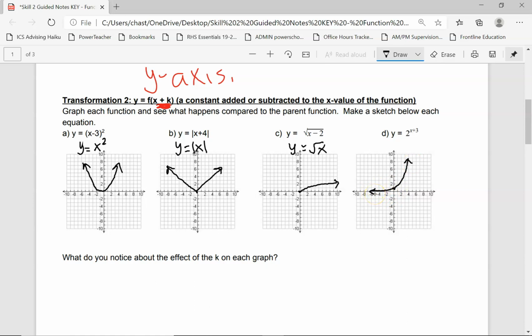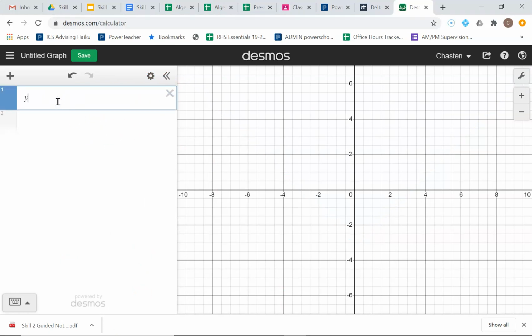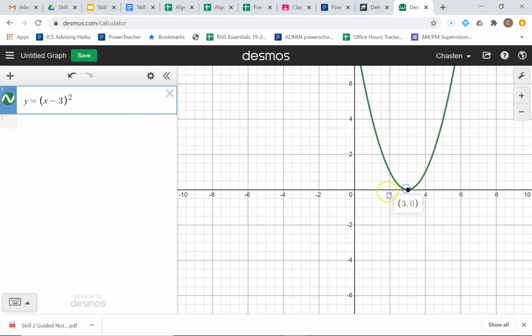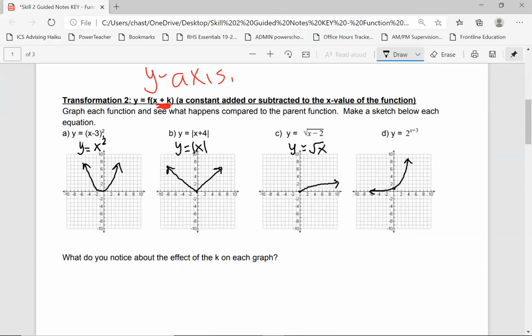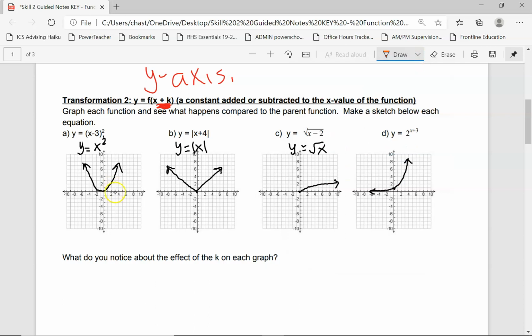So now these parent functions, I'm going to go to Desmos and see what happens when I have a -3 in parentheses here. Okay, so now I'm going to type in y equals x minus 3 squared. And notice that this graph ends up shifting to the right 3 units. I'm going to graph this in a different color. Let's use orange, I guess. So we went right, and then everything else about the graph looked the same as the parent.